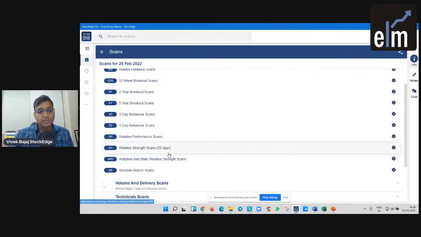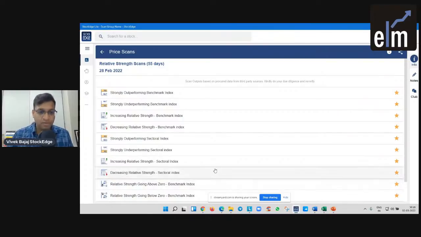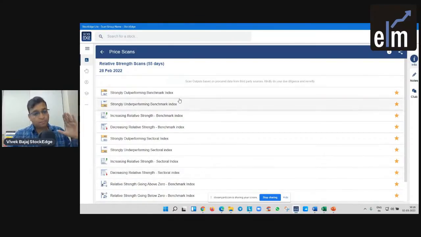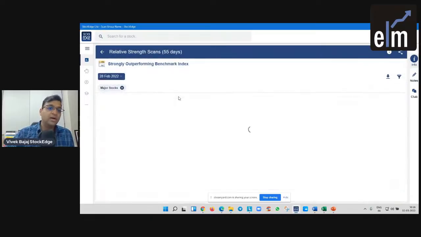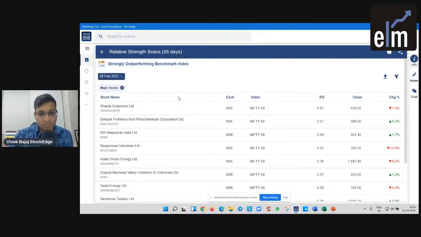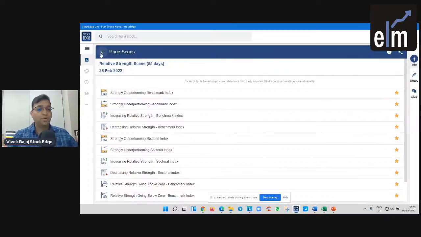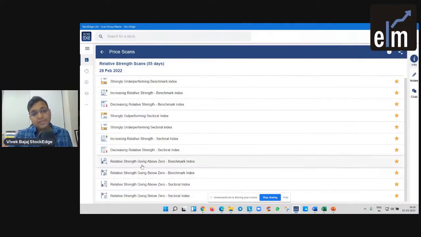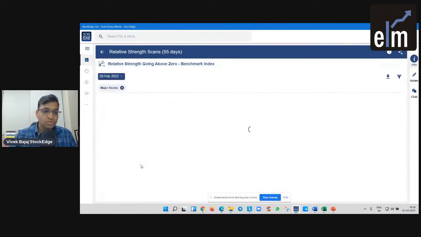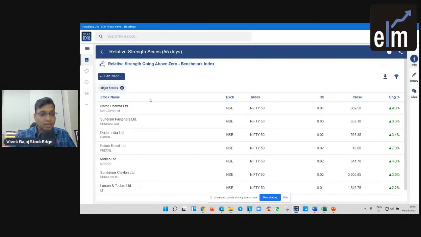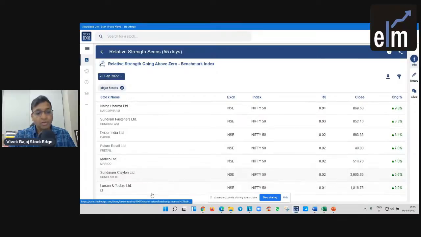The other way you can look at it is to check relative strength 55 period, which is my indicator, and plot the strongly outperforming benchmark index. So these are the stocks where relative strength, RS, is more than 0.1. So these are the stocks where there could be some element of retracement because these are strong stocks. Or you can look at stocks where relative strength is going above zero. So RS going above zero. So stocks like Natco Pharma, Sundaram Fasteners, Dabur, Future Retail, Medico, Sundaram, Larsen and Toubro.